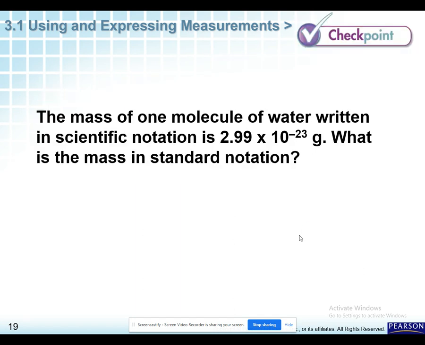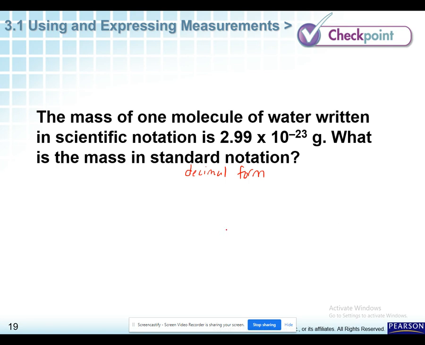So here it says the mass of one molecule of water written in scientific notation is 2.99 times 10 to the -23rd grams. And it wants to know standard notation. So standard notation is decimal form. We have not learned this, so I'm going to teach you coming up. In order to do decimal form, you undo what you did to get it into scientific notation.